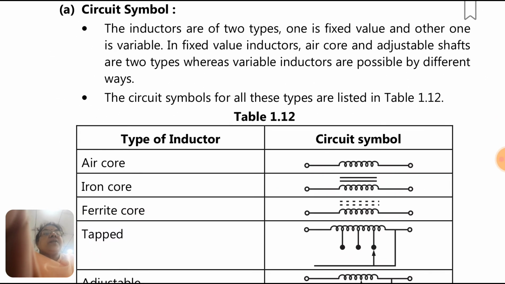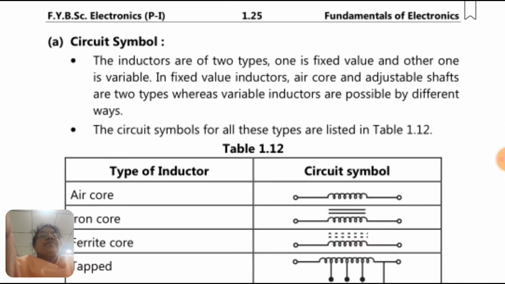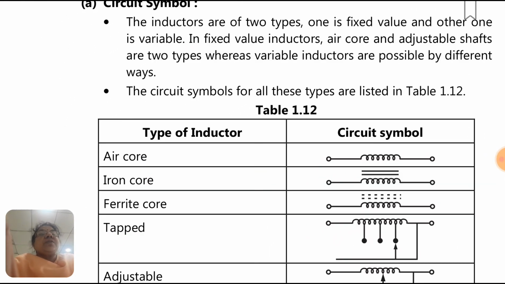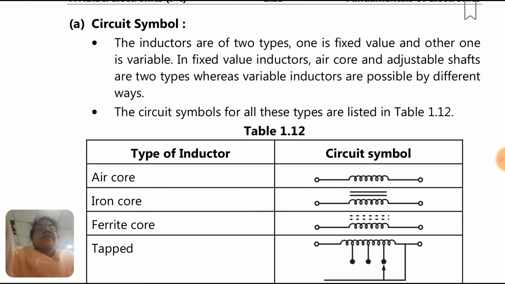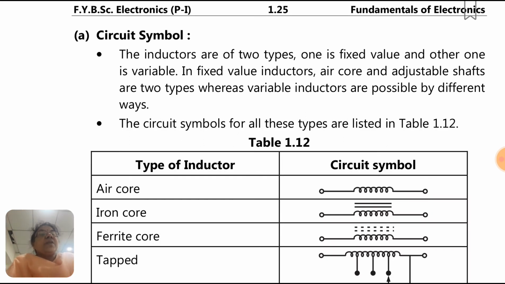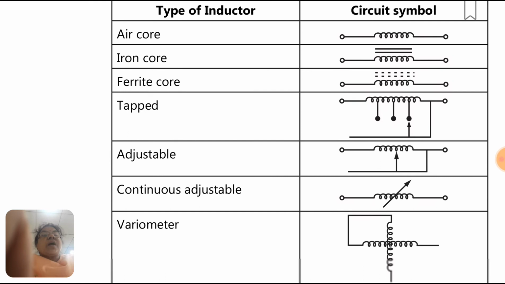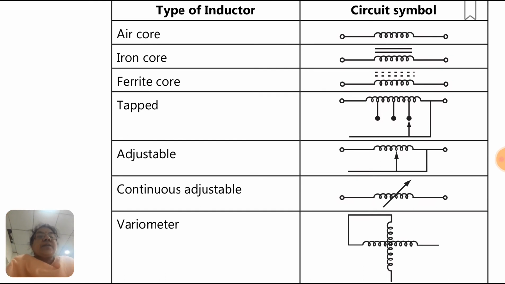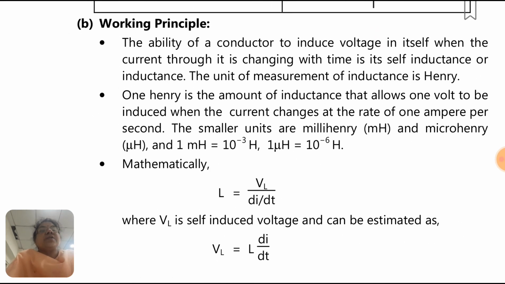So this is the circuit symbol. The inductors are of two types. One is fixed value, the other is variable. In fixed value inductors, air core and adjustable shafts are the two types of variable inductors. The circuit symbols are air core, iron core, ferrite core, tapped, adjustable, continuously adjustable, variometer. These are the various types of inductors.